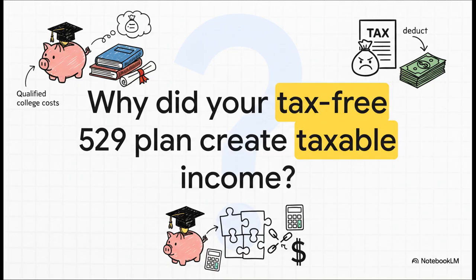So let's just get right to the heart of it. Here's the situation. You did everything you were supposed to do. You saved diligently in a 529 plan, you used that money for qualified college costs, and yet at the end of the year, you're staring at a tax bill for what you thought was a completely tax-free distribution. It feels wrong, doesn't it? But as we're going to find out, this outcome is actually baked right into the tax code by design.